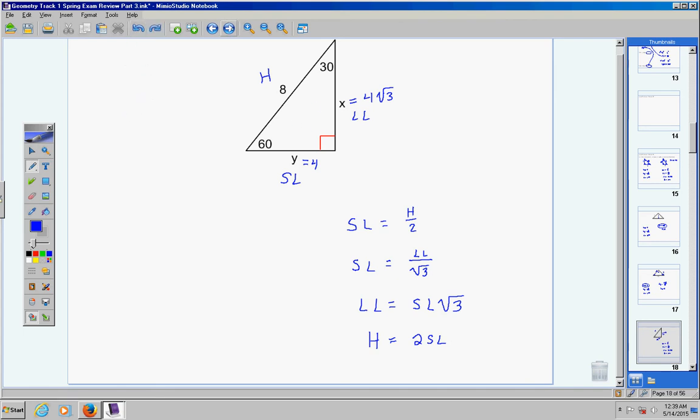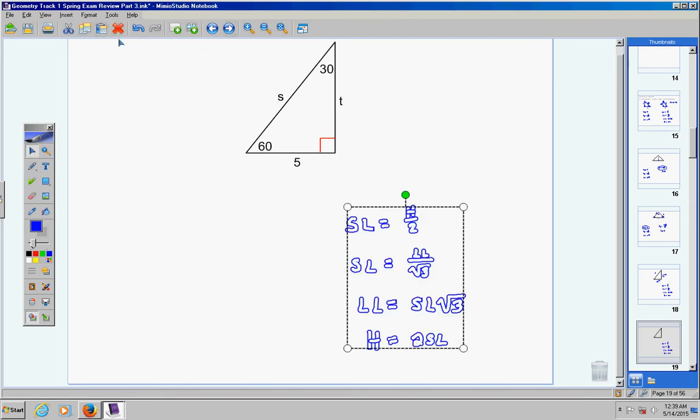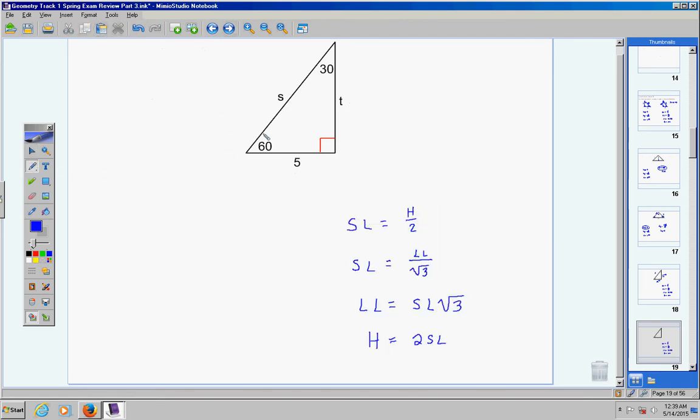Alright, let's take a look at another 30, 60, 90 triangle. Now, first of all, let's label our sides. Here's your 30, go straight across. This is your shorter leg. This is 60, go straight across. This is your longer leg. So this would be your hypotenuse right here.